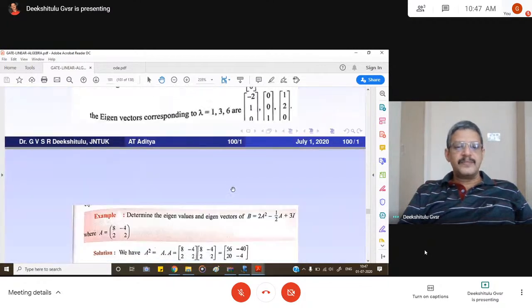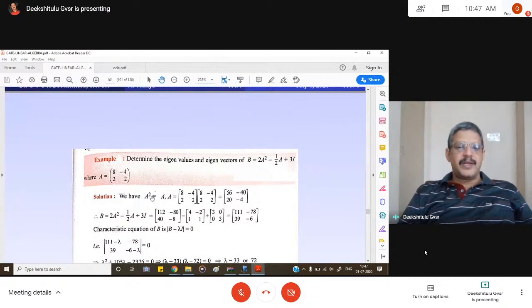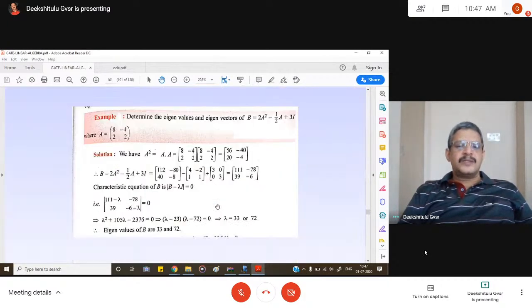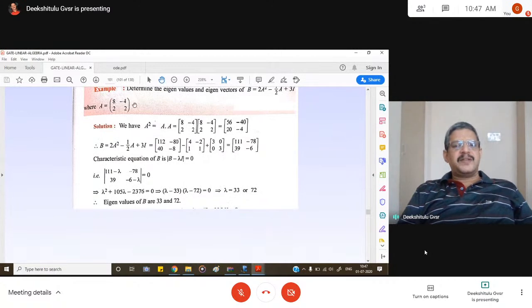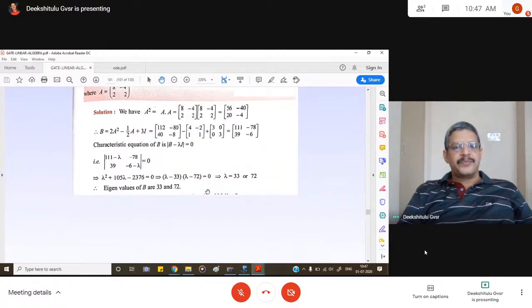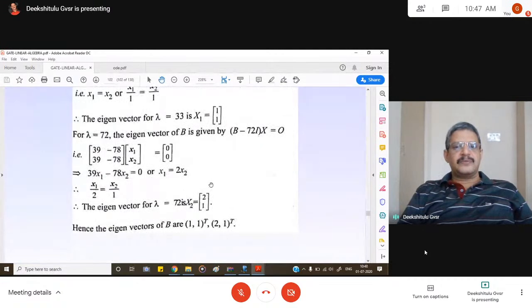Find the eigenvalues and eigenvectors of B is equal to 2A square minus 1 by 2 A plus 3I. So A is so and so. This is another problem. You have to calculate this 2A square minus and so on. But one advantage is a 2 by 2 matrix is not that difficult to evaluate these things. So sometimes we are getting problems like this also.